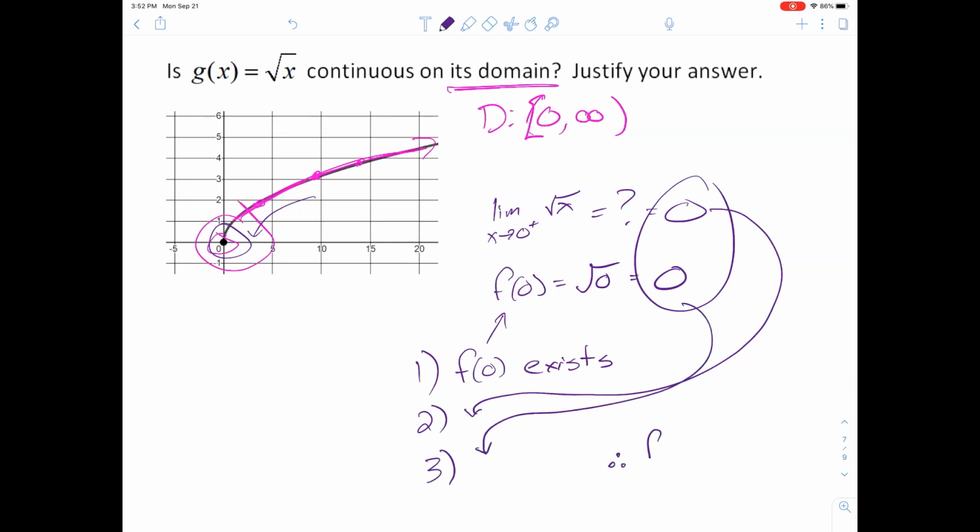Therefore, f of x is continuous, or is g of x, isn't it? Sorry. Well, this whole thing, replace all my f's with g's, is continuous for all of its domain. And really, it was only the endpoint that was a problem, okay?